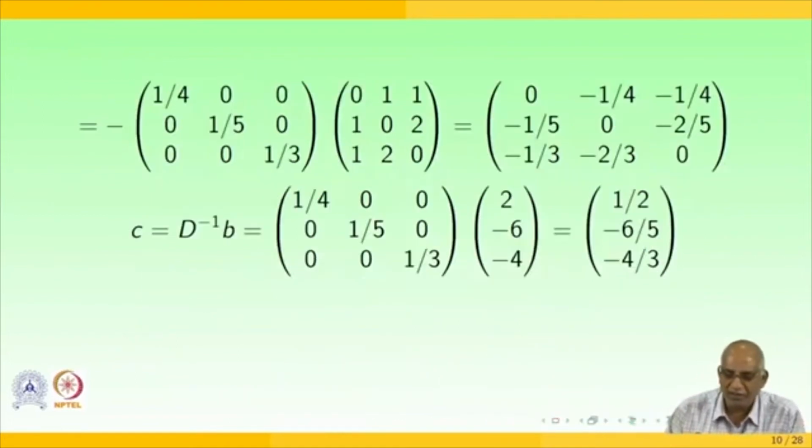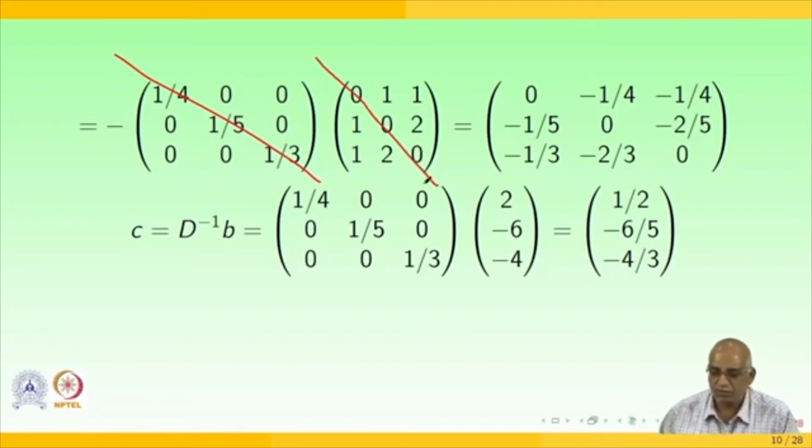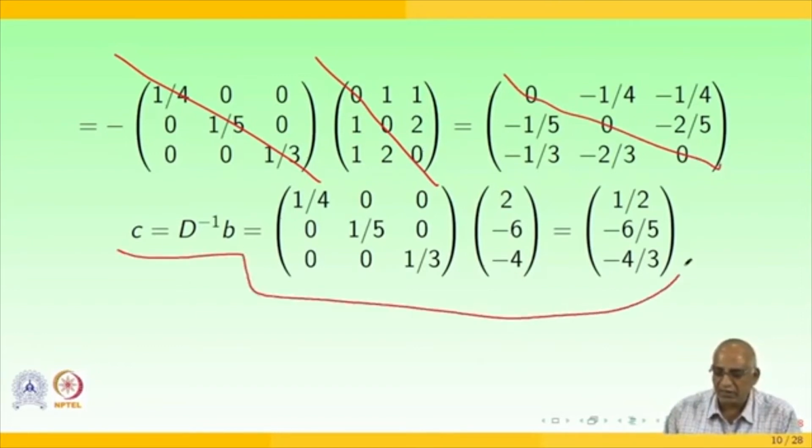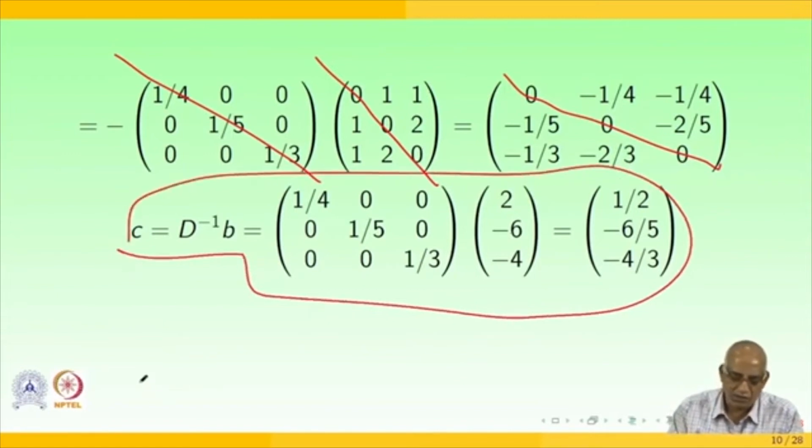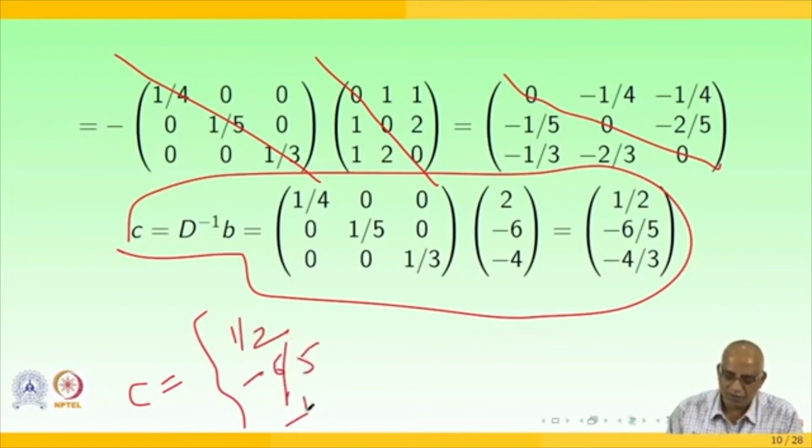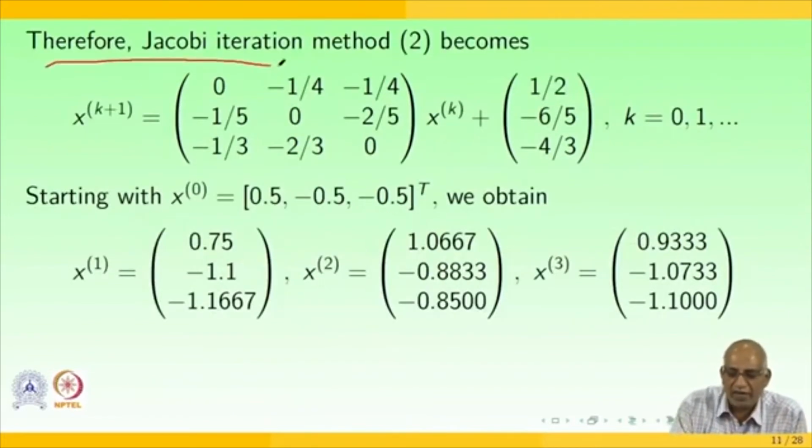So if you simplify, you get like this. This is the main diagonal and these are all zeros. These are all zeros, and you get the matrix C as like this. C is equal to 1 over 2, minus 6 over 5, minus 4 over 3. Therefore, the Jacobi iteration method gives, it would become like this.